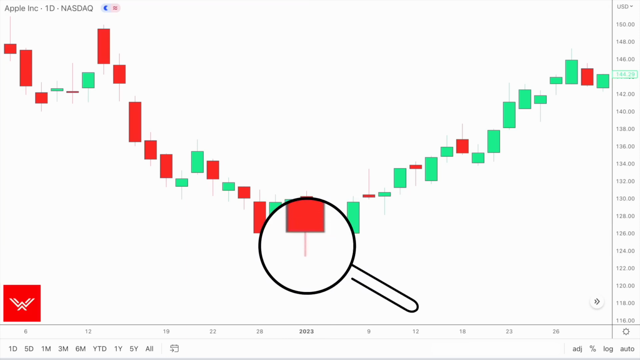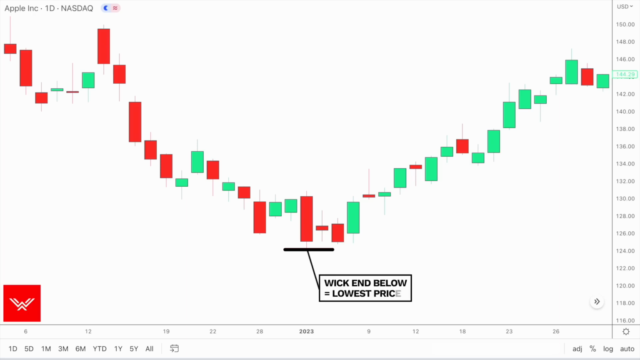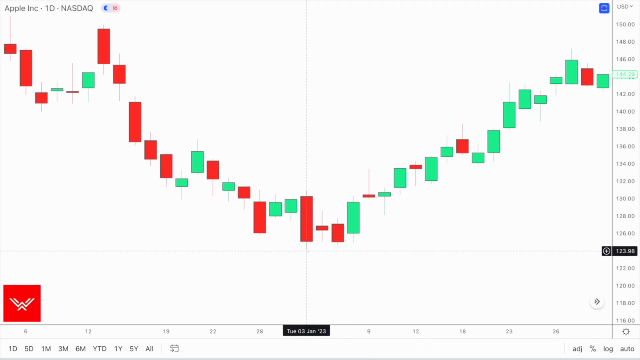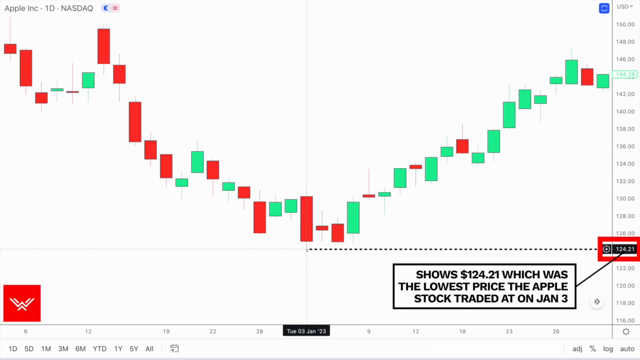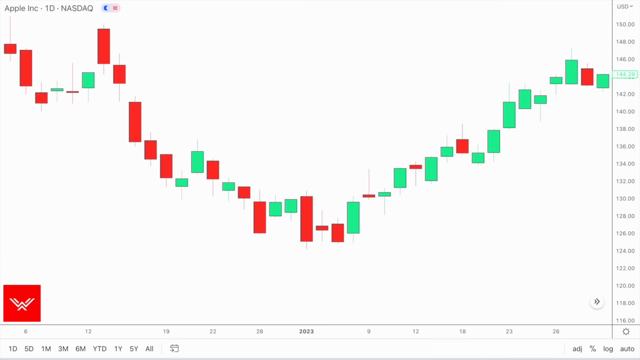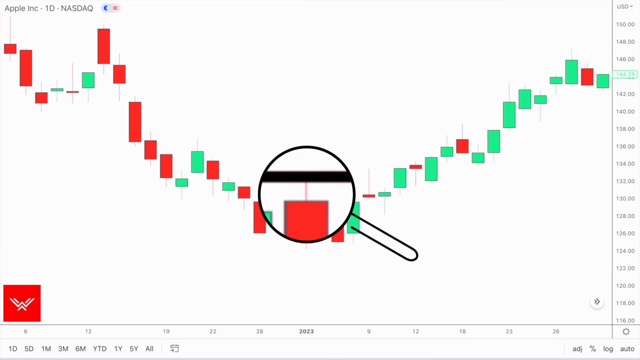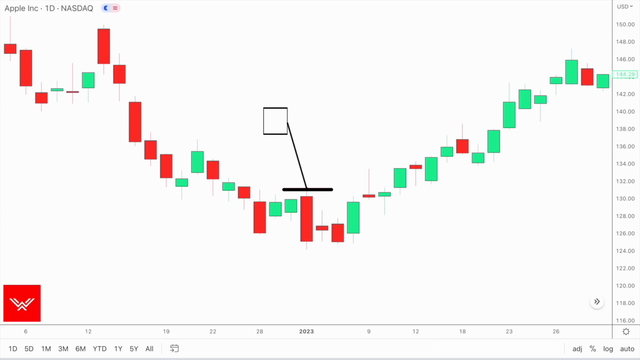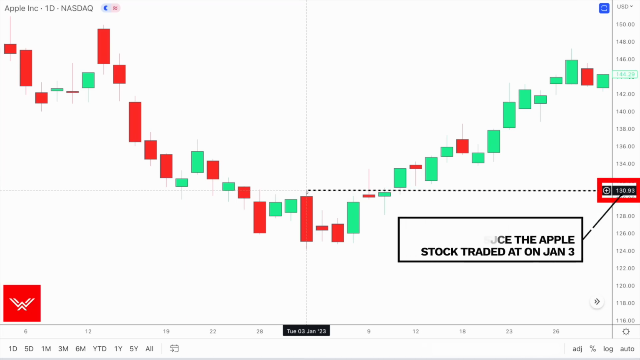The wick below is the lowest price that the Apple stock reached that day. Place your mouse at the bottom of the wick and it shows $124.21 as the day's lowest price. The wick above is the highest price that the Apple stock reached that day. Place your mouse at the top of the wick and it shows $130.93 as the day's highest price.